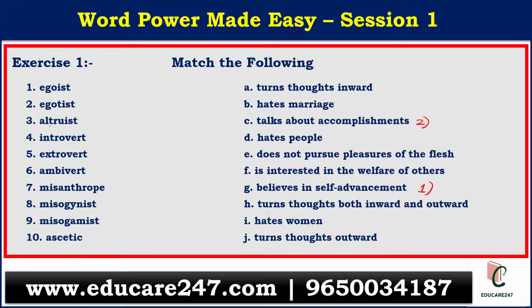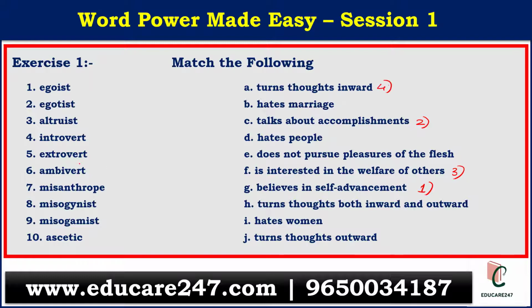Next we had altruist. So who is an altruist? Altruist basically thinks about other people, so is interested in the welfare of other people. Next we have an introvert, who is actually an inward person who doesn't like to mix with others. So if you see here, it is turns thoughts inward.